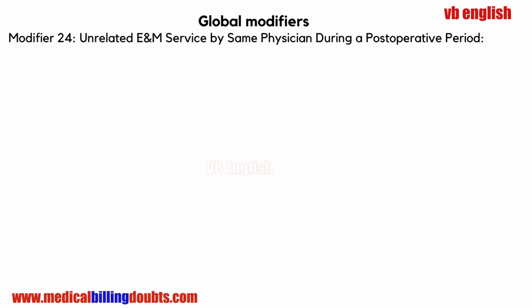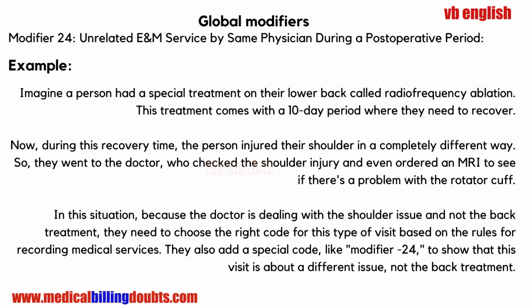Modifier 24. Unrelated E&M service by same physician during a postoperative period. Example, imagine a person had a special treatment on their lower backbone called radiofrequency ablation. This treatment comes with a 10-day period where they need to recover. Now, during this recovery time, the person injured their shoulder in a completely different way. So, they went to the doctor, who checked the shoulder injury and even ordered an MRI to see if there's a problem with the rotator cuff.